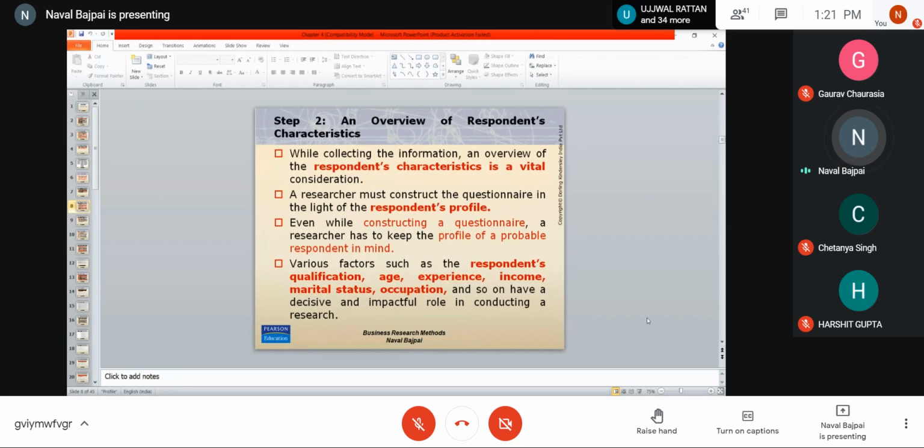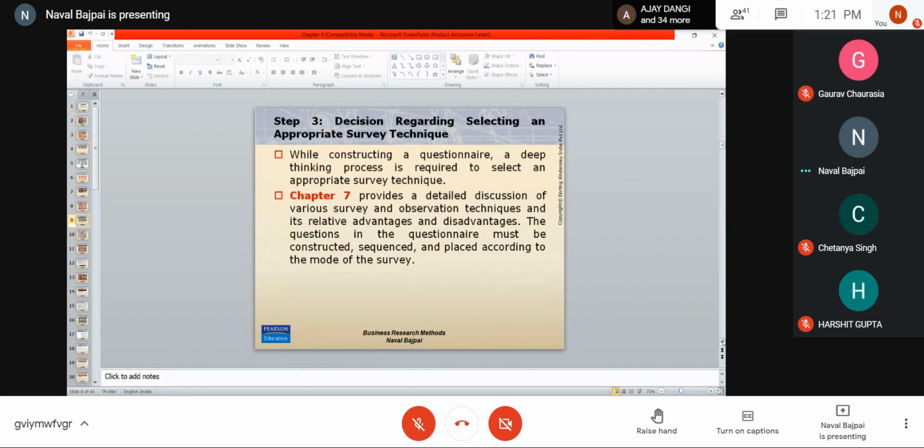So I'll have to really understand the qualification, age, cultural, and educational background of the respondent in order to get the right responses. In the class, we would be covering this aspect also when we take it further. Next, the appropriate survey technique is to be decided. Chapter number 7 is specifically designed to take up the survey techniques in detail.